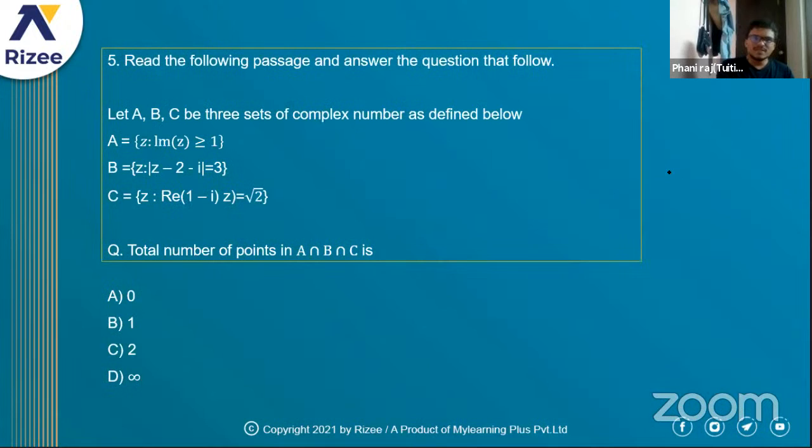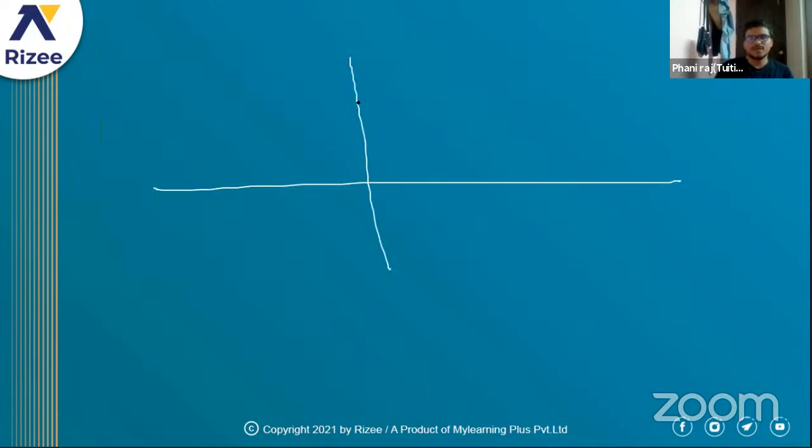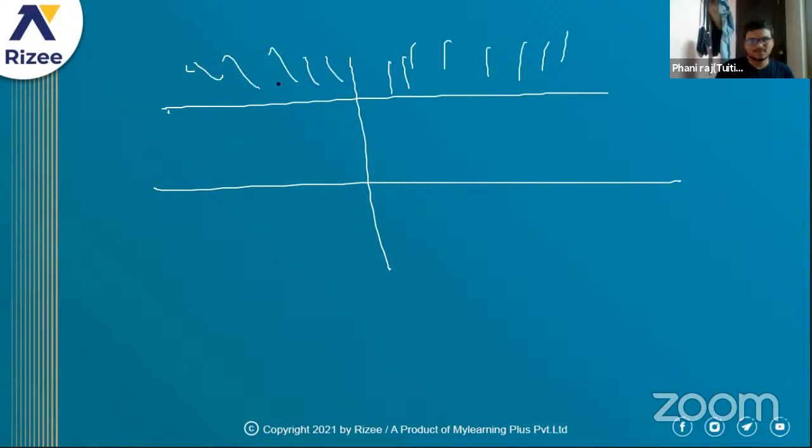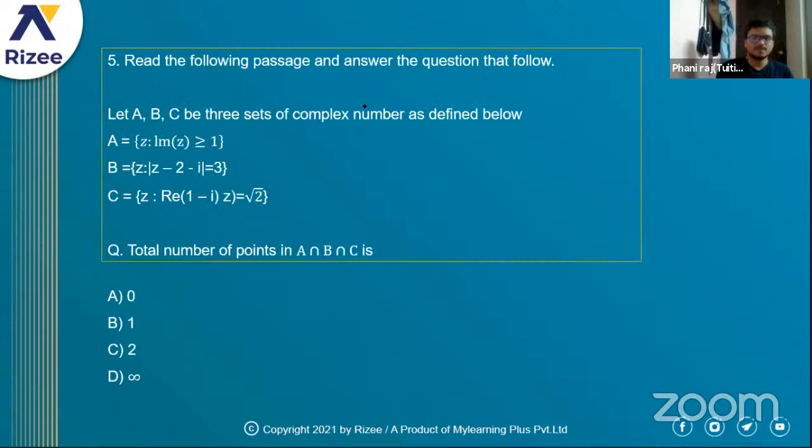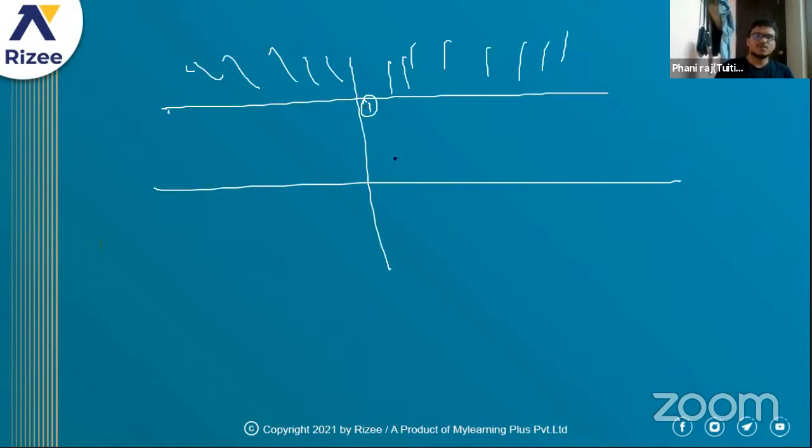A is set of all Z for which imaginary part of Z is greater than 1. That means what? Set of all Z lying here. Correct? This is 1. Okay. B is mod Z minus 2 minus I equal to 3. Okay, that means 2 plus I, 2 comma 1. So x is 2, y is 1. So it lies somewhere here, right? 2 comma 1. And a circle with radius 3. This is 2. Okay, so this has a radius 3.